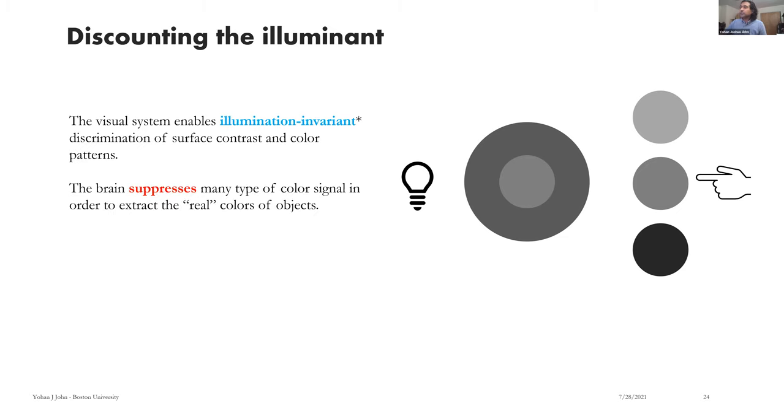And so the brain suppresses many types of signals. So the actual raw pattern of contrast or color can be suppressed in order to extract the real color. But what is real in this context? I remember answering on Quora, somebody asked, are colors real? And I said, well, no, not really, they're in your head. So what does real mean here?